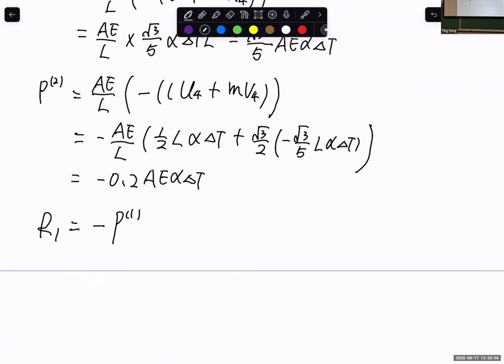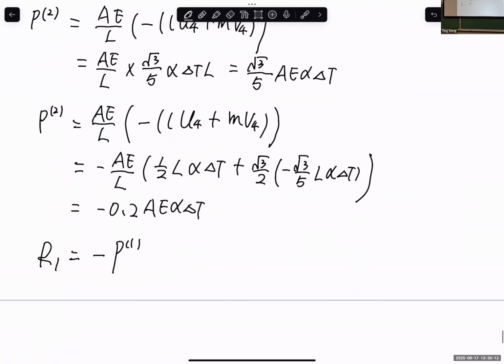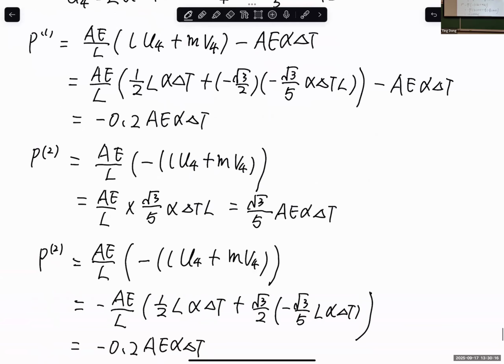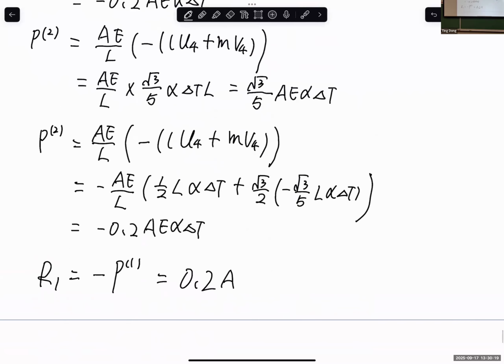Is this clear or not? Because node 1 is our first node, the element force is always opposite of the nodal force at node I. So now we already have the P1 calculated. So now this becomes 0.2 AE alpha delta T. Can save you some time.